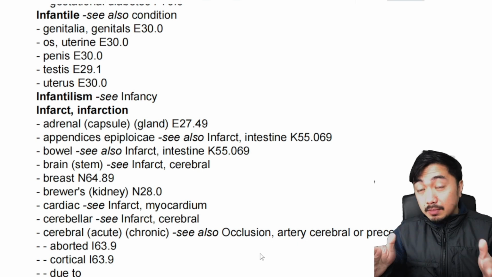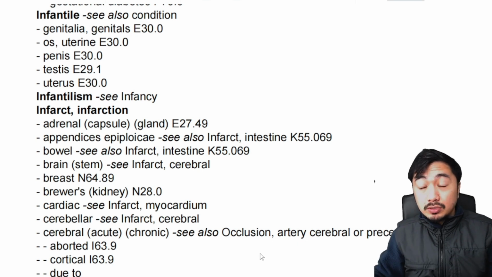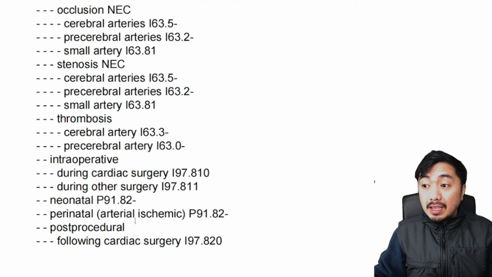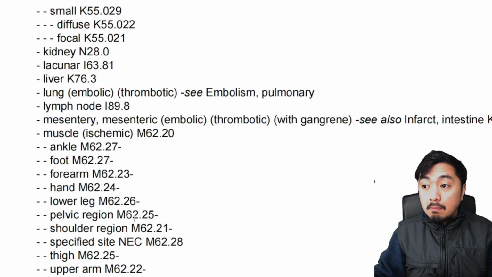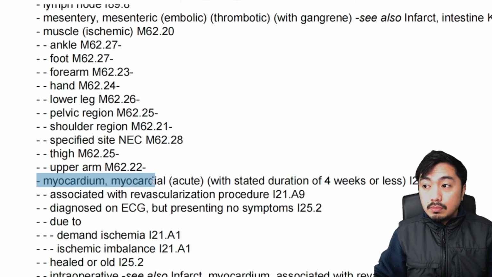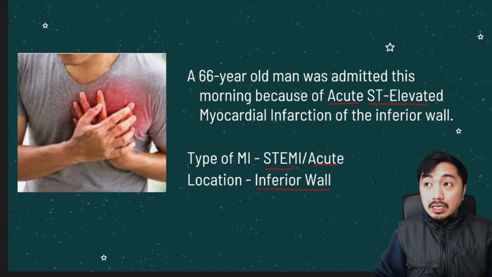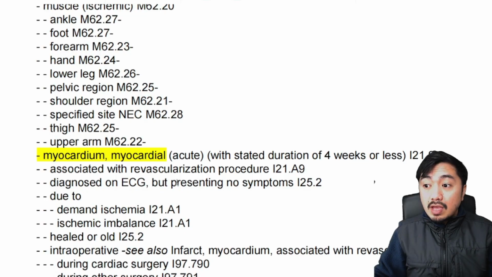You have to check the main term for myocardial infarction, which is going to be infarct or infarction, okay? And check the next term, which is your myocardial. All right, so go to letter M. Myocardium or myocardial. So it routes you to I21.9, but it's mentioned right here in the scenario that the location is inferior wall. So you have to check the location as well here.